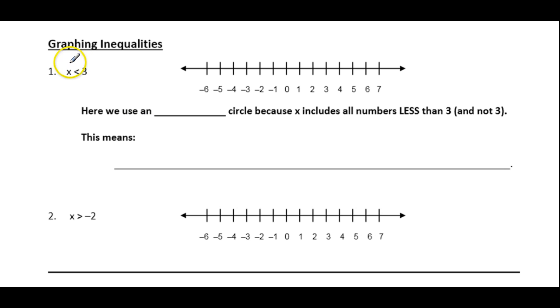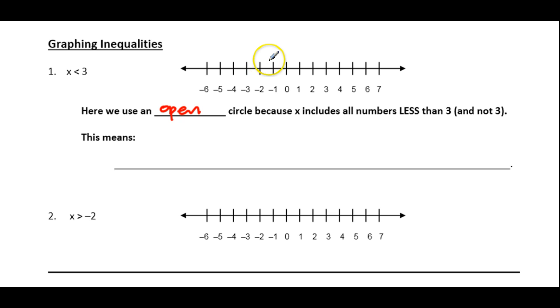So this first one, x is less than 3. That means our number is any number less than 3. So when you have a regular less than sign, we use an open circle because the x or the answer includes all numbers less than 3. 3 is not included. The answer does not include 3. X is everything less than 3.